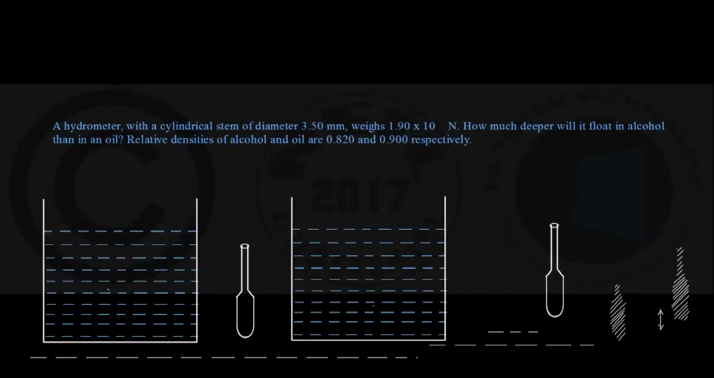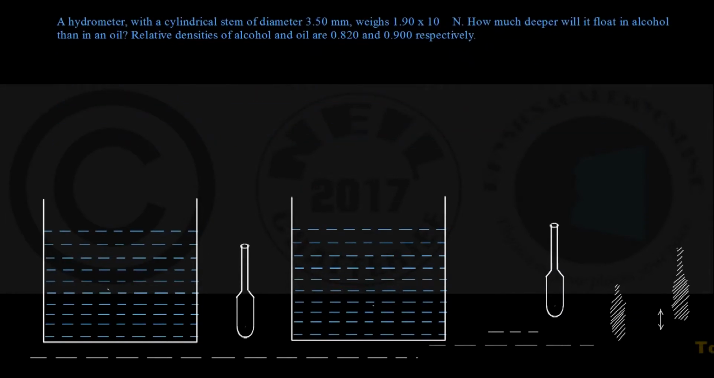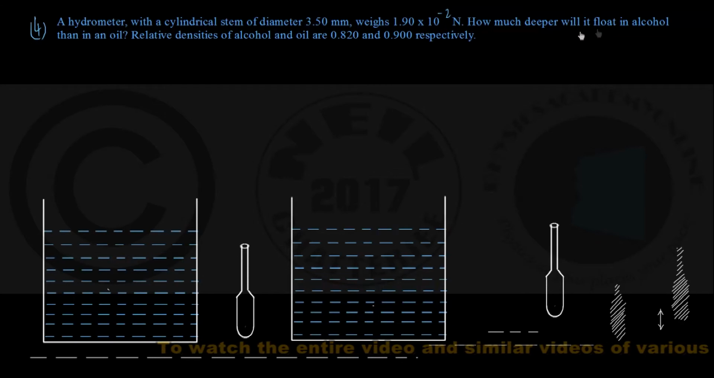So let me read my next problem, that is problem number 4 in the lecture, and this one is telling that a hydrometer, that's the device for measuring density of a liquid, with a cylindrical stem of diameter 3.50 millimeter, weighs 1.90 × 10^-2 Newton. How much deeper will it float in alcohol than in an oil, given that relative densities of the alcohol and oil are 0.820 and 0.900 respectively.